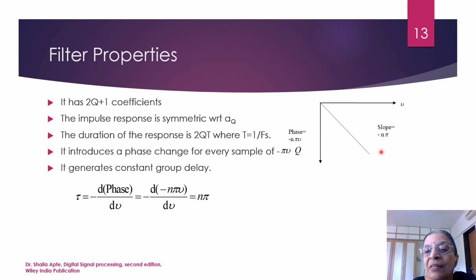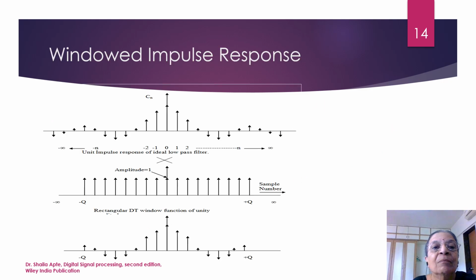This is the linear phase characteristic that is being plotted. Now let us see what is the meaning of windowing and what happens because of windowing. So this is the impulse response existing between minus infinity to plus infinity.